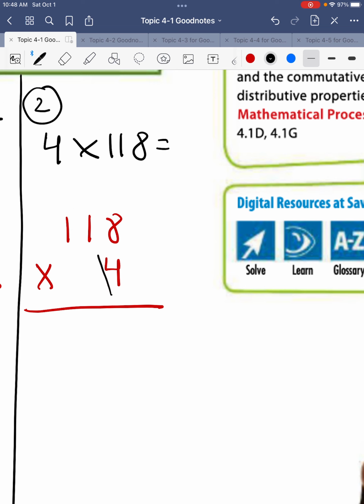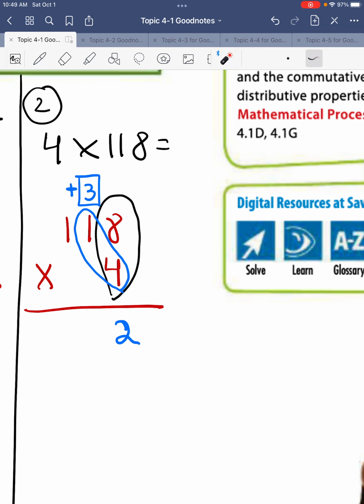So I'm going to do 8 times 4. 8 times 4 is 32. So I'm going to bring up my 2. It's just like adding. I'm going to bring up my 2, drop down. I'm going to bring up my 3, drop down my 2. Okay. Next, I'm going to do 4 times 1. Okay, so 4 times 1 is 4. Now this 3 that I have up here, I'm going to add it to my 4. So 4, and then 5, 6, 7.